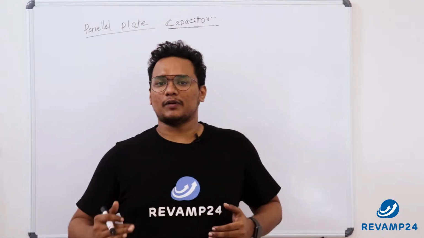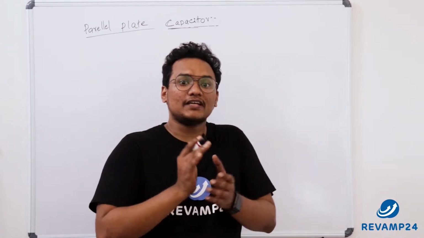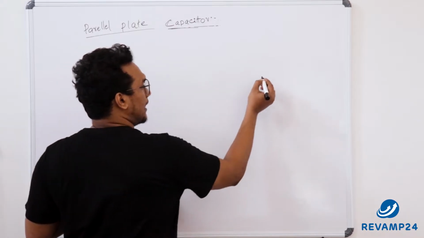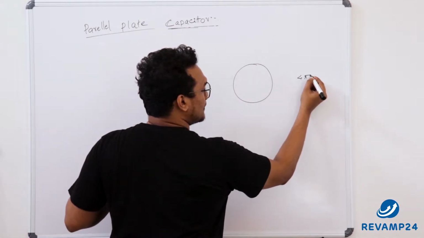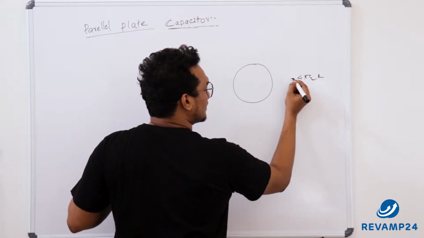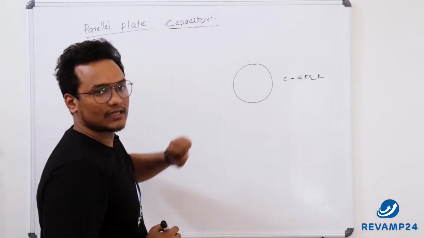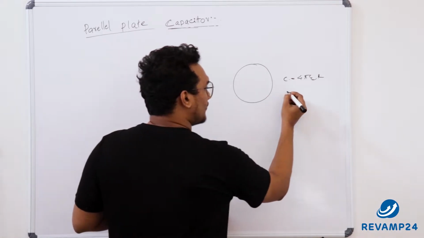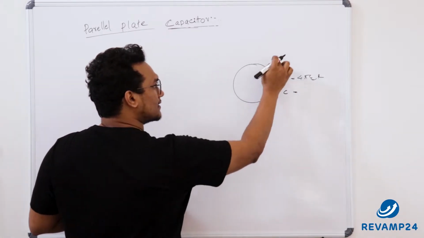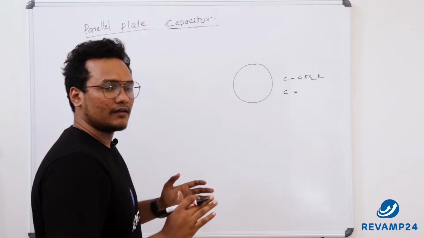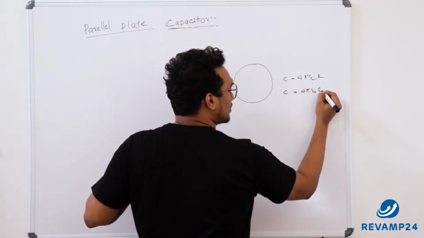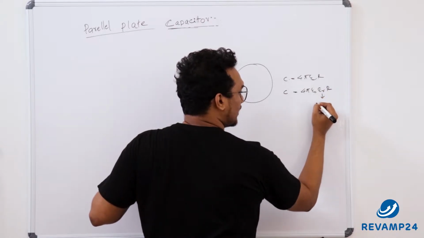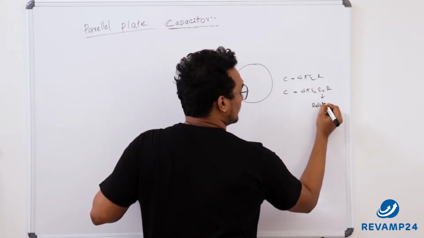In the previous video, I explained the capacitance of a spherical shaped material. What is that? 4 pi epsilon 0 r. This is the capacitance of a spherical shape. Now, what will be the capacitance when the surrounding medium is not air? Then the value will be 4 pi epsilon 0 into epsilon r into r, where epsilon r is relative permittivity.